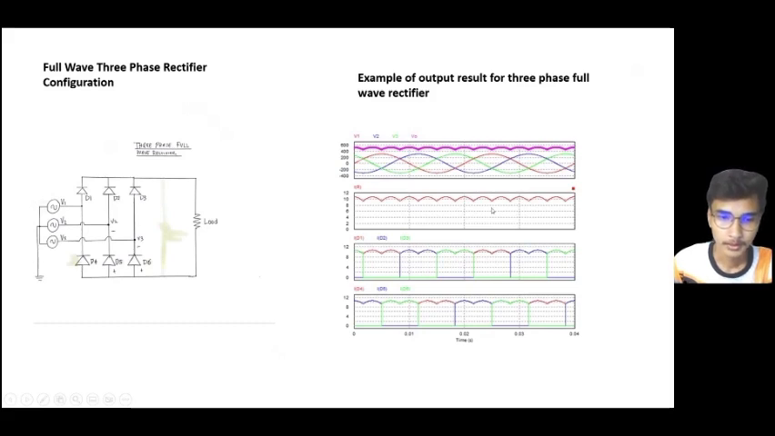Full wave three-phase rectifier configuration and output result. To start the explanation, we must know the conditions that make a diode forward biased. The voltage at the anode of the diode must be the largest. The voltage at the cathode of the diode must be the smallest.